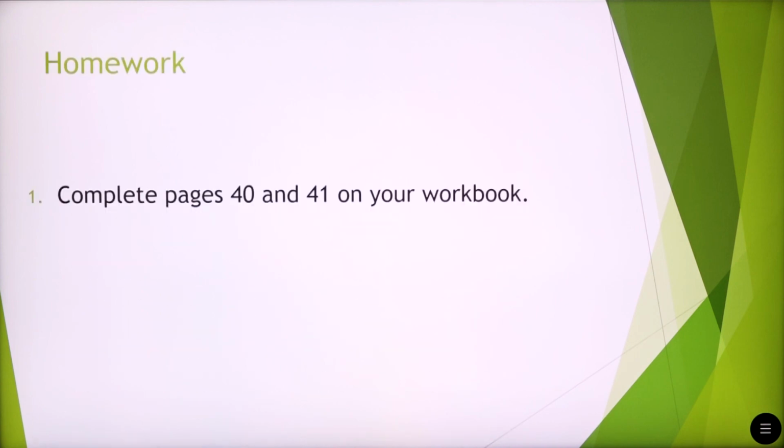Homework. Please complete pages 40 and 41 in your workbook.